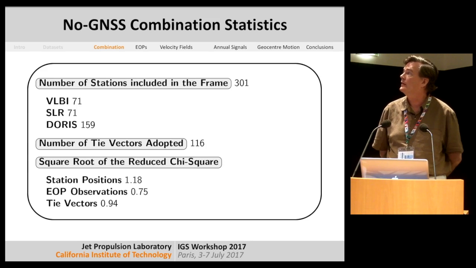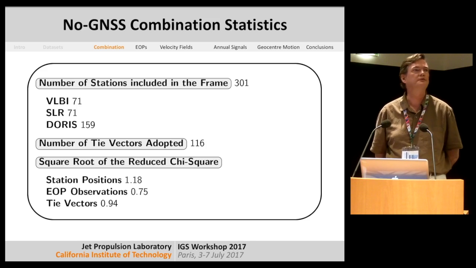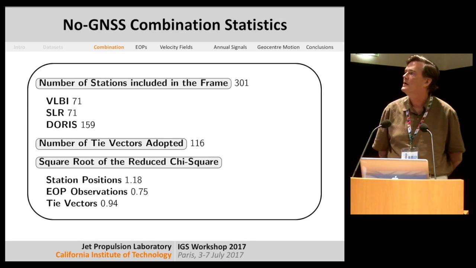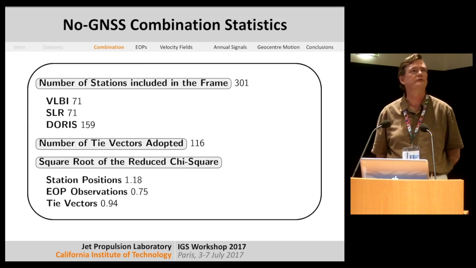In that reduced network, if we look at the fit to the data, the reduced chi-square, the station positions and the tie vectors are still reasonable, right? They're still close to 1. But the reduced chi-square for the EOP observations is 0.75.